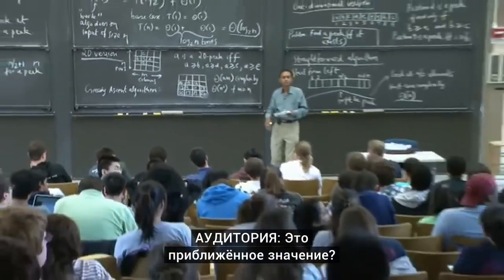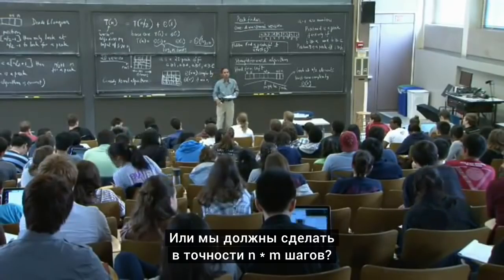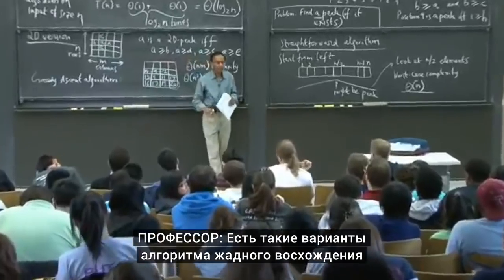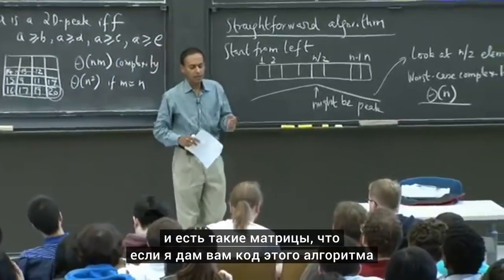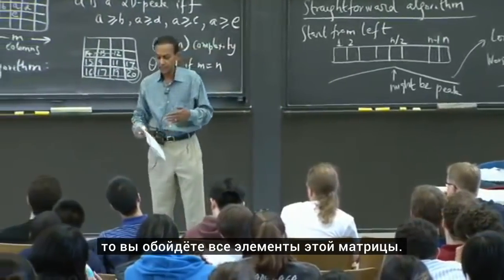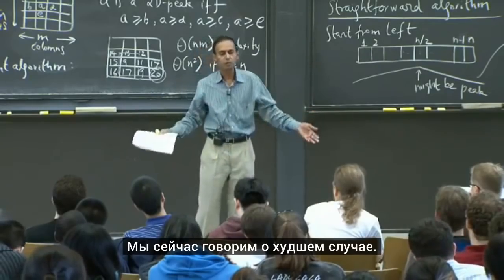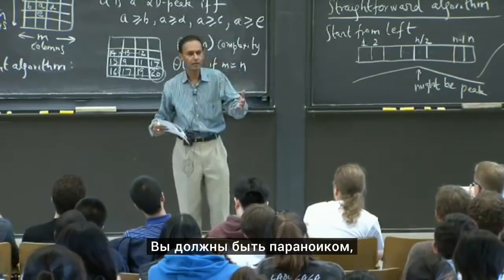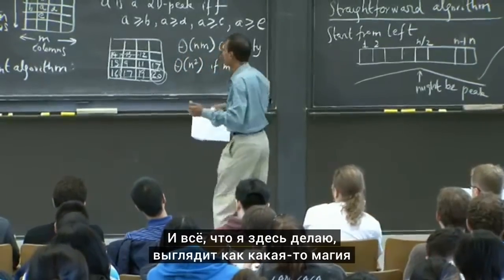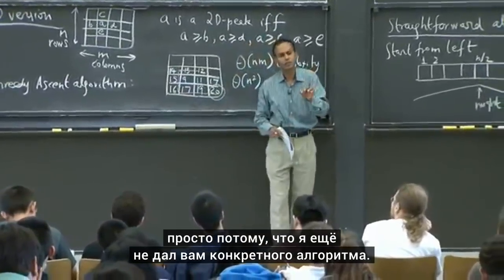Is that an approximation, or can you actually get to n times m traversals? So there are specific greedy ascent algorithms and specific matrices where if I give you the code for the algorithm and I give you a specific matrix, I could make you touch all of these elements. That's correct. So if we're talking about worst case, you're being very paranoid when you talk about worst case complexity. And so I'm hand-waving a bit here simply because I haven't given you the specifics of the algorithm yet.